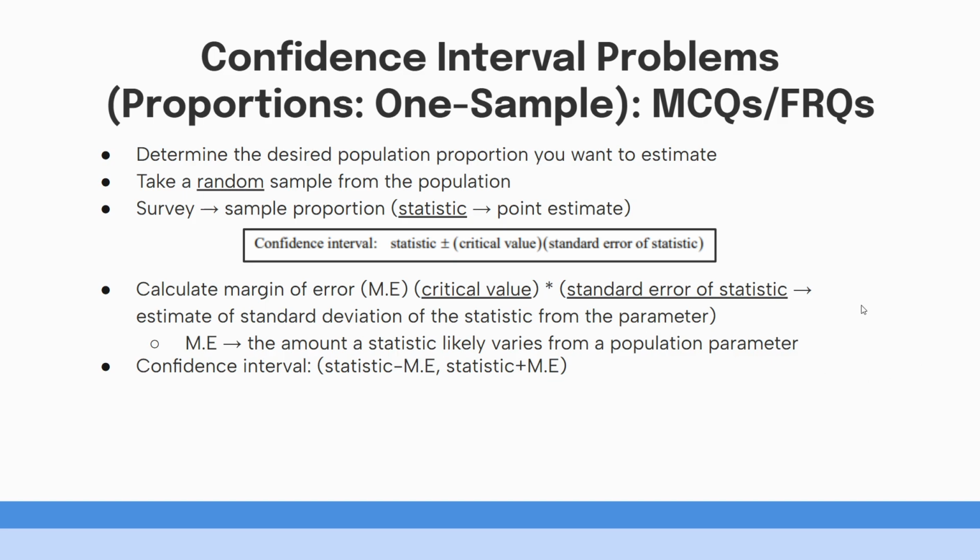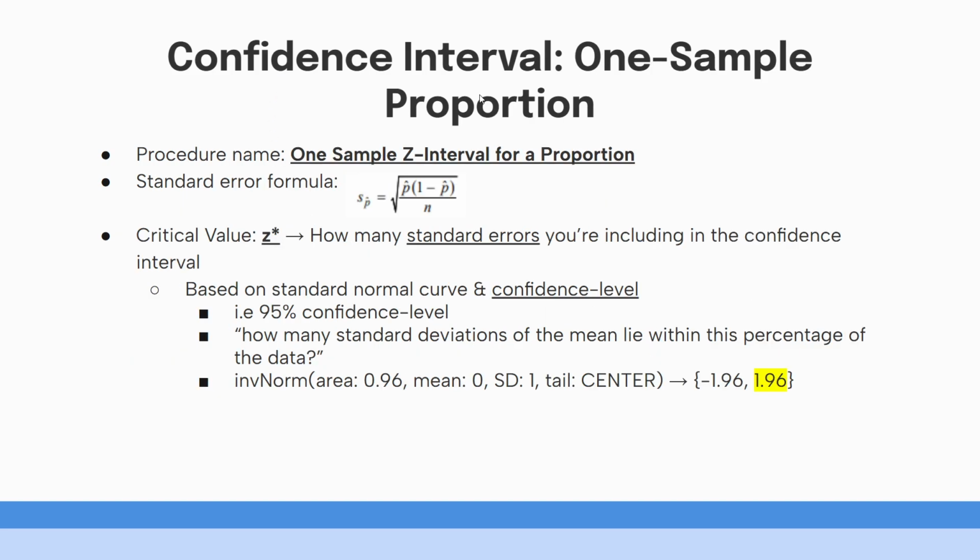Now I'll go over in more detail the critical value, more specifically in terms of a confidence interval for a one sample proportion for a population. The procedure name is a one sample Z interval for a proportion. That's just the name; you don't need to know too much about what the Z interval means. The standard error, as we defined before, has the formula: the square root of the sample proportion times 1 minus the sample proportion, over our sample size.